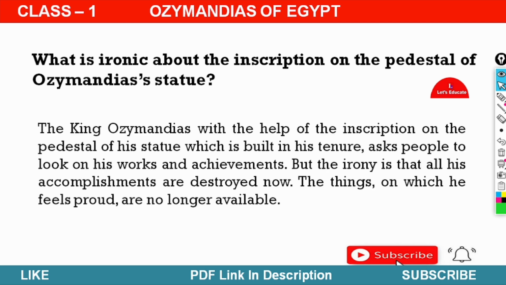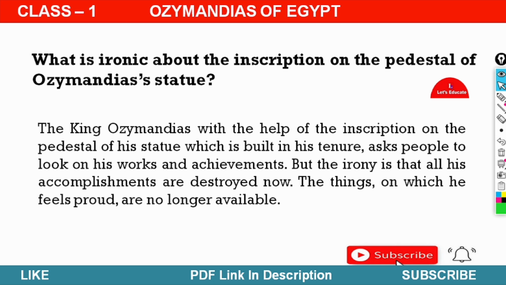Okay, irony. Answer is, the King Ozymandias, with the help of the inscription on the pedestal of his statue, which is built in his tenure, asked people to look on his works and achievements. But the irony is that all his accomplishments are destroyed now. The things on which he feels proud are no longer available. This is the irony. Earlier he used to be proud of himself that he had done so many things in his life, but now all the things are vanished.